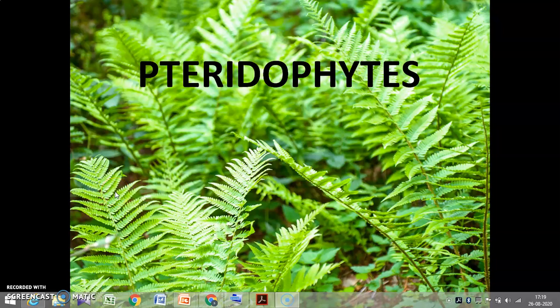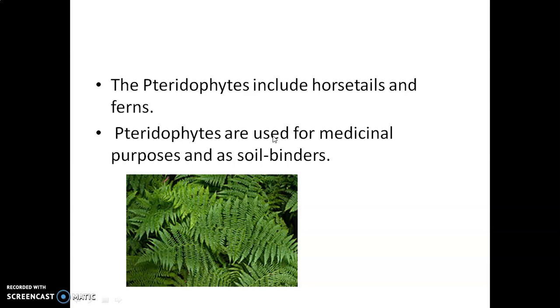We are discussing the lesson Plant Kingdom. Today we are going to discuss the division of kingdom Plantae, that is Pteridophytes. So let's start the class. They include horsetail and ferns. You might see these plants in your nearby areas, isn't it?